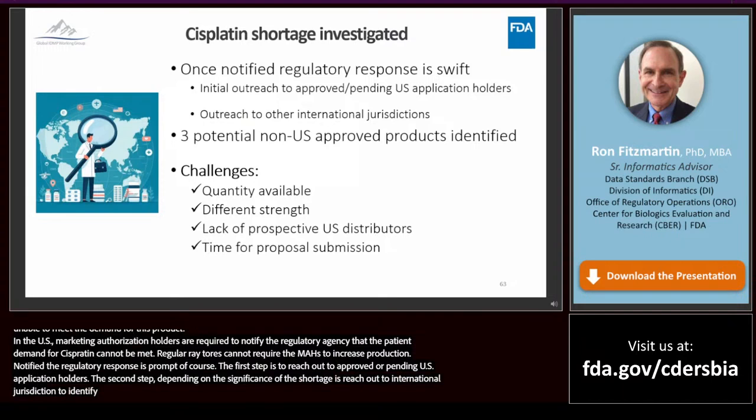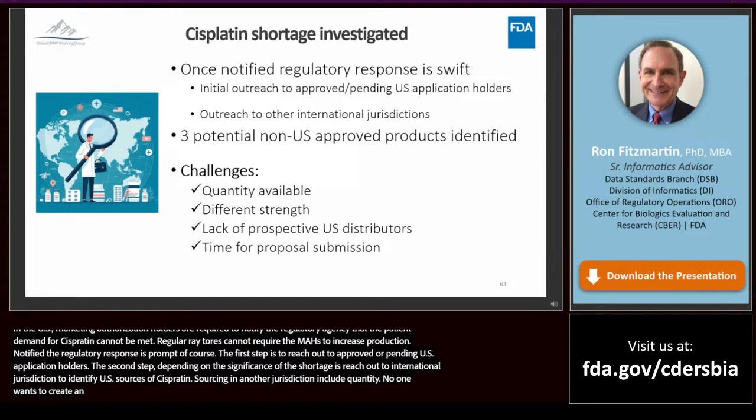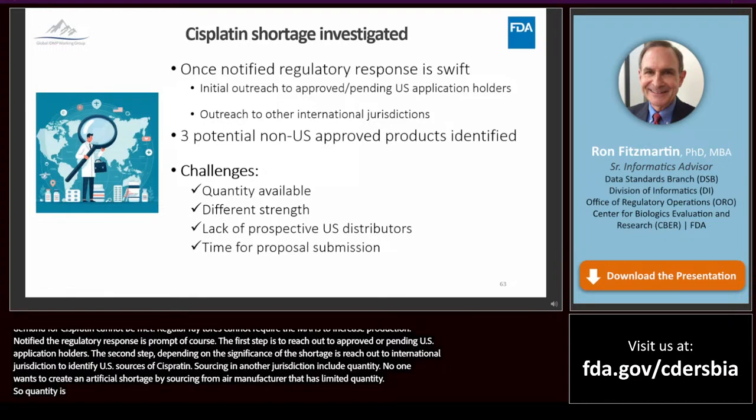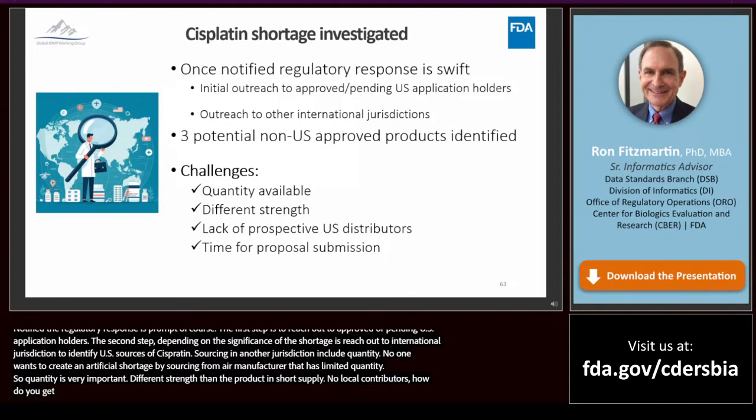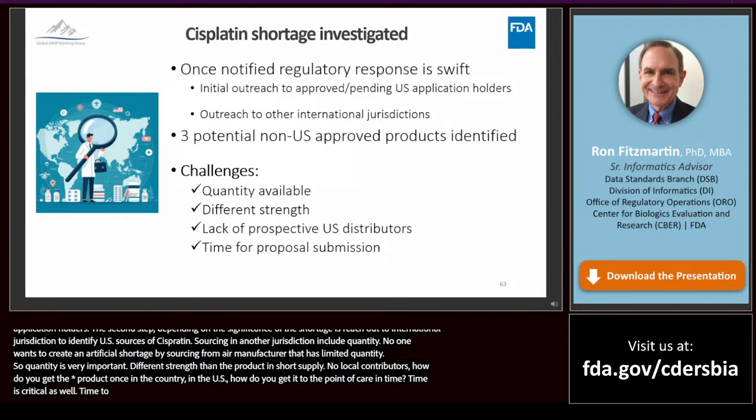Some of the challenges in resolving a shortage by sourcing in another jurisdiction include quantity. No one wants to create an artificial shortage by sourcing from a manufacturer that has limited quantity. So quantity is very important. Different strength than the product in short supply. No local distributors. How do you get the product once it's in the country, in the U.S., how do you get it to the point of care? And time. Time is critical as well. Time lag to import could have harmful impact on patients.